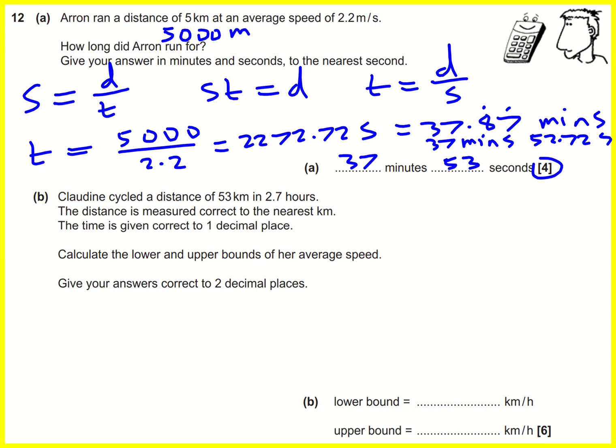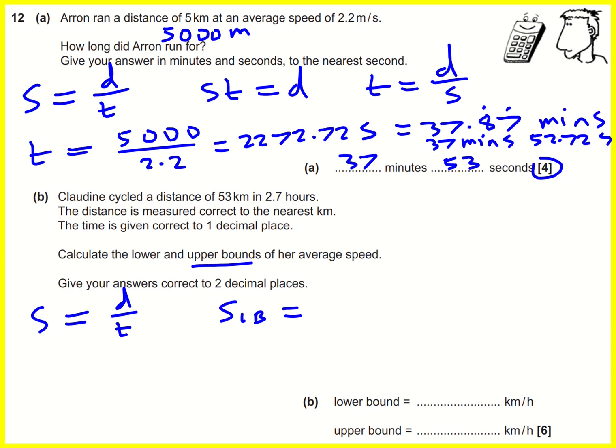All right, now we've got a lower and upper bounds question to deal with because we're measuring distances and times to different degrees of accuracy. All right, average speed is going to again equal distance over time. Now, if I want to find the lower bound of the speed, I'm going to call it speed lower bound.